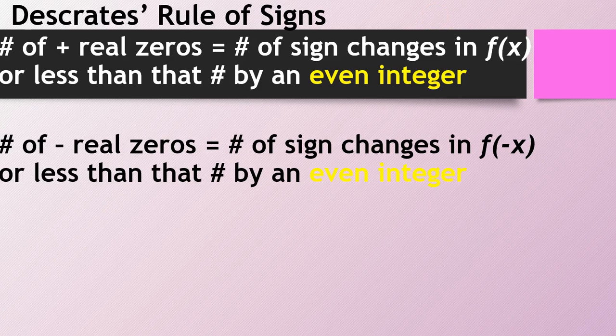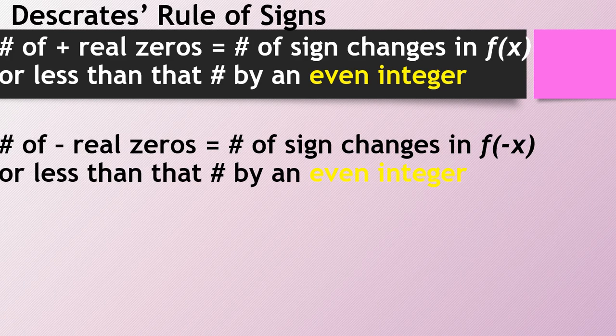Okay, so we're going to talk about Descartes' rule of signs. What that does is it tells us the number of positive real x-intercepts and the number of negative x-intercepts. The way we're going to do that is by counting the sign changes in the function. After we count how many sign changes we have for f of positive x, we're going to go backwards by 2, because we can only count back by an even integer.